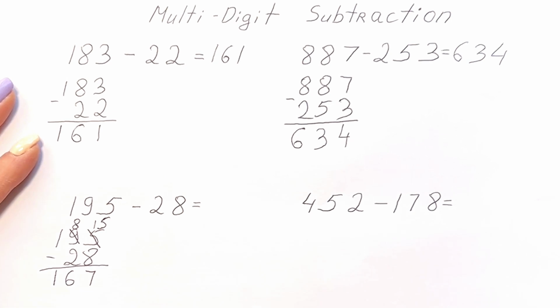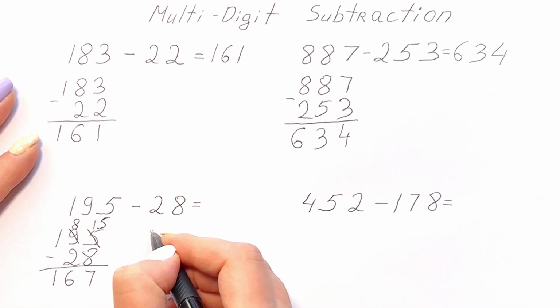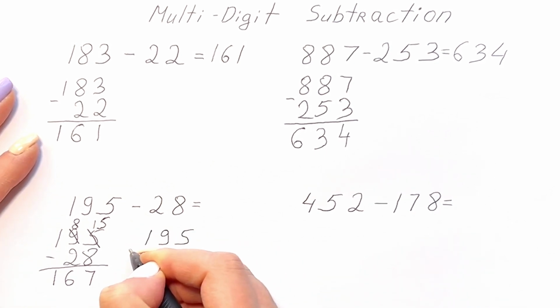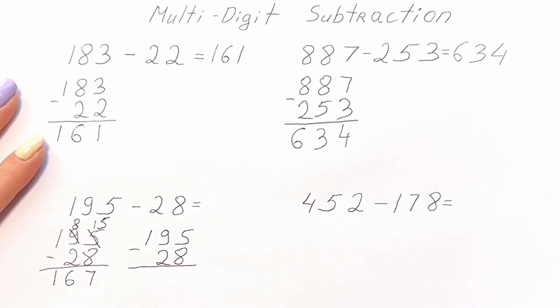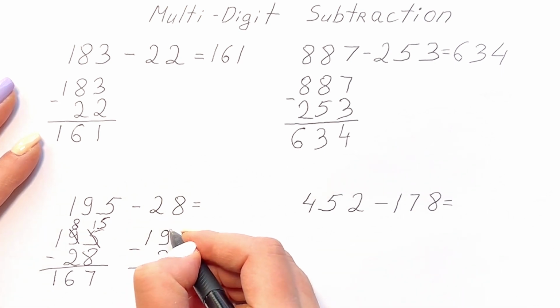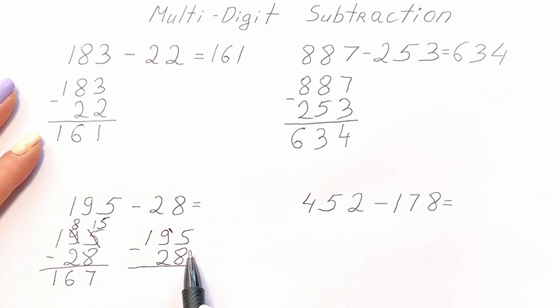Now, I would like to teach you another way, which will be helpful when I teach you long division, and it's cleaner. Okay, let's try to do the same subtraction. 195 minus 28. Again, I'm going to line them up by the number places, and again I'm going to start from the ones place column. 5 minus 8, I can't do that. I'm just going to borrow from the tens place. The ones place is going to become 15. 15 minus 8 is 7.